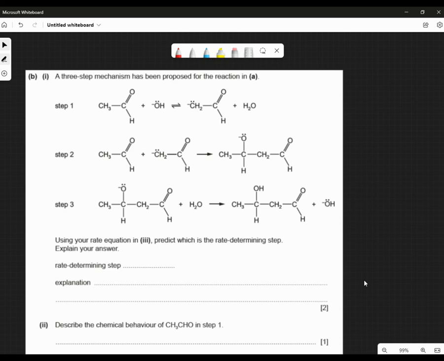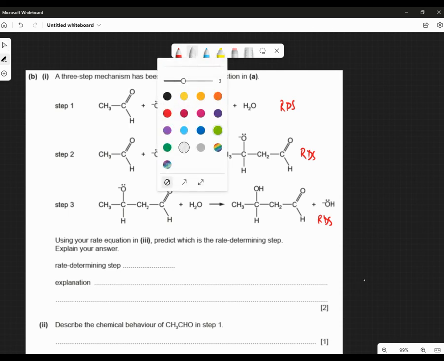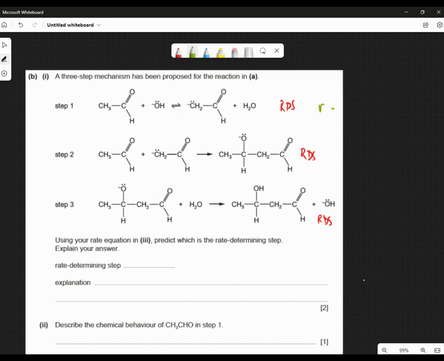So let's have a look at them all. If this was the rate determining step, or this, or this, let's work out the rate equations for all three. Now let's have a different color. The rate would be equal to some constant, times what? Well, if it were this one, it would be the concentration of this times the concentration of this.